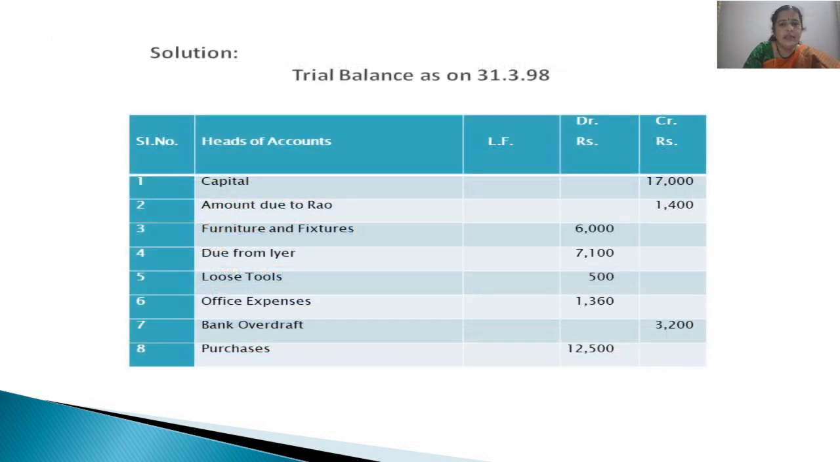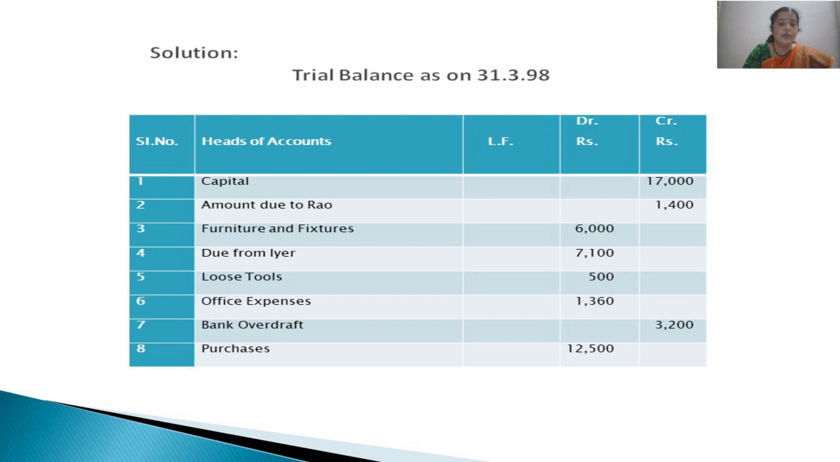Then write the heading, trial balance as on 31st March 98. Then write the serial number, heads of accounts or names of the accounts, ledger folio, debit and credit. Then capital, a liability, you know it. Due to Rao is a liability. Bank overdraft is a liability. This can happen only for a businessman, that is in case of current accounts. This you know it already, I believe. Then furniture, fixtures, asset, due from Iyer.